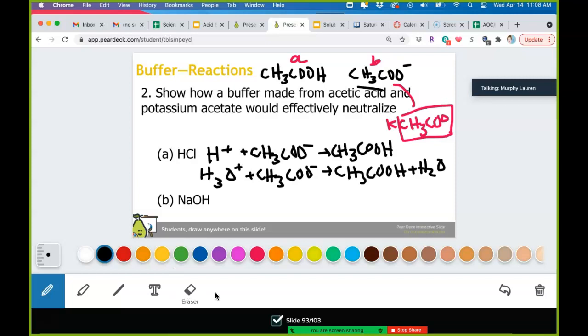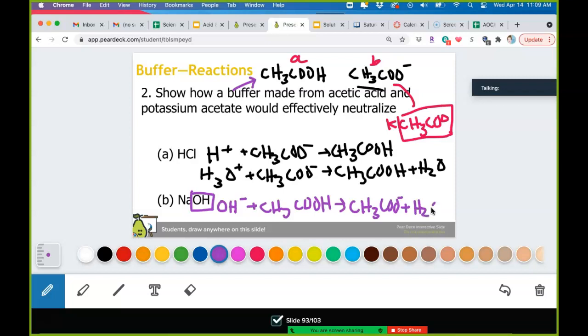Okay. How about the base? So I know I have a minute, so I'm just going to finish up right here. Well, the base is hydroxide, sodium hydroxide, but it's specifically this part that's the base. It's going to react with the acidic part of the buffer. That's this guy. Okay.